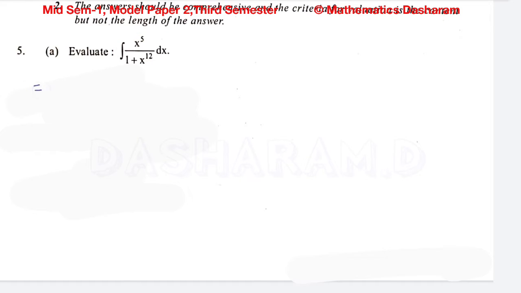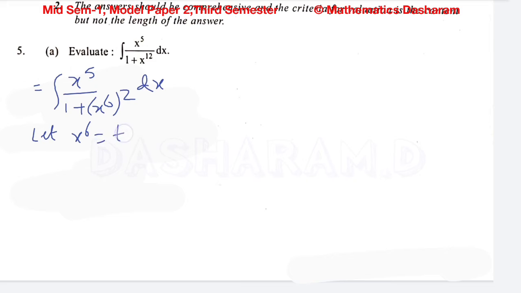So it is equal to integration x to the power of 5 divided by 1 plus x to the power of 12, which we can write as x to the power of 6 whole square, dx. Now let's select x to the power of 6 equals t. Next, take the derivative on both sides with respect to x. So dt by dx: the derivative of x to the power of 6 is 6 into x to the power of 5, dt by dx.